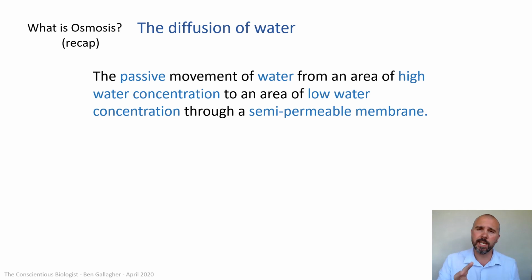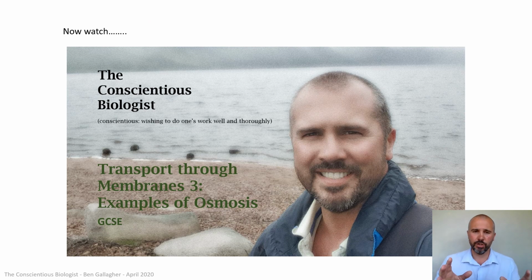There's some key details in this presentation that I've left out that will be in the next presentation. They're in the examples of osmosis. That's the Transport Through Membranes 3 lesson. Please do go and watch that one because that's got details that I left out of this one because I didn't want to make this one too complex. So once you've watched this one, go and have a look at that, which looks like this. So you can see it's Transport Through Membranes 3, examples of osmosis, and that's for GCSE.